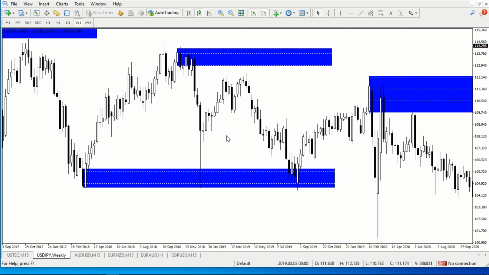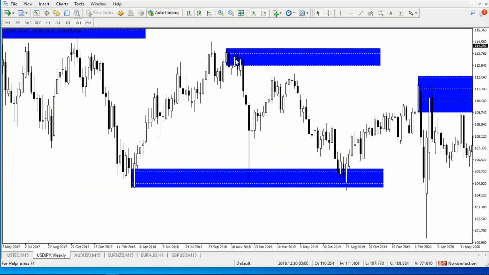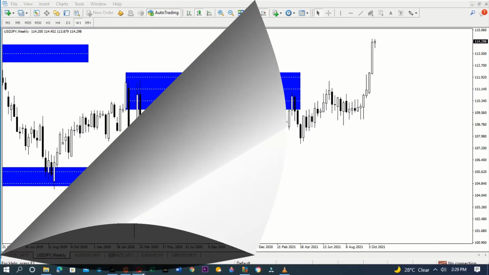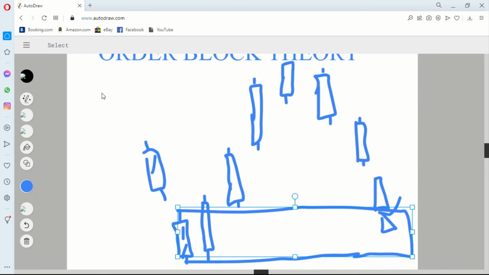Also, order blocks can be located on any time frame, but when doing the analysis, we always target the higher time frame to locate our order blocks. Once we are able to do that, then we scale into the smaller time frame for our entries. For example, once we identify an order block on a bigger time frame, which is the weekly time frame, then we zoom in on the smaller time frame for our entries.